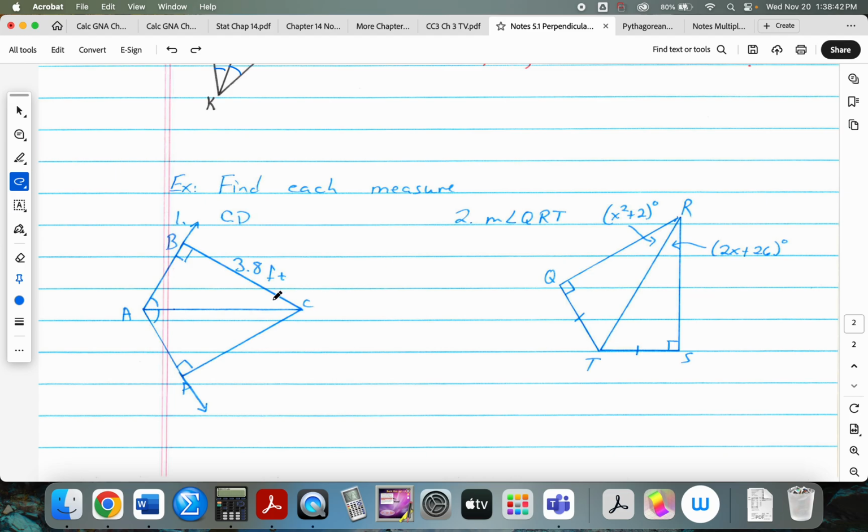So here, AC bisects angle BA, whatever that is, looks like a P. Therefore, any point on that, like C, is going to be equidistant from the two sides. So CD, oh, I guess that's a D, has got to be 3.8 feet also. This one turns that around. Point T is equidistant from RQ and RS. Therefore, this must be an angle bisector. So x squared plus 2 must be equal to 2x plus 26.